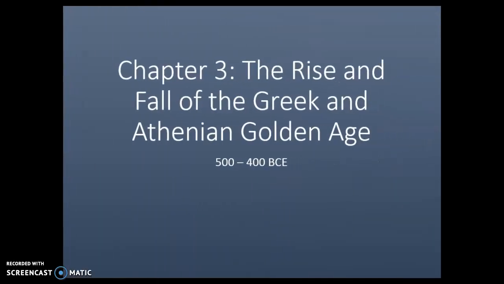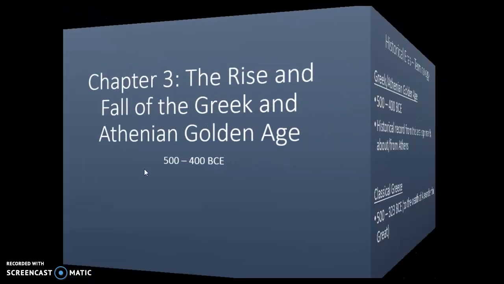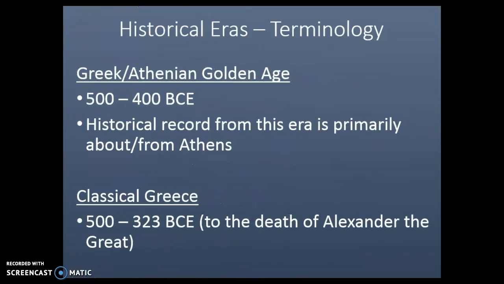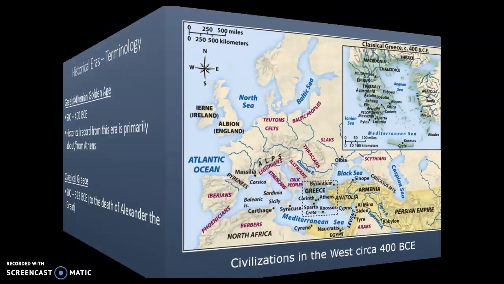So, Chapter 3, Rise and Fall of the Greek Golden Age. Here we are. Just some historical terminology. The Golden Age, this is what most people think of when they're thinking about ancient Greece and Athens, 500 to 400 BCE. We have the most info about Athens, so that's why there's so much on there. But this is also part of Classical Age Greece. Classical Age Greece ends with the death of Alexander the Great, who we will cover in the next module.